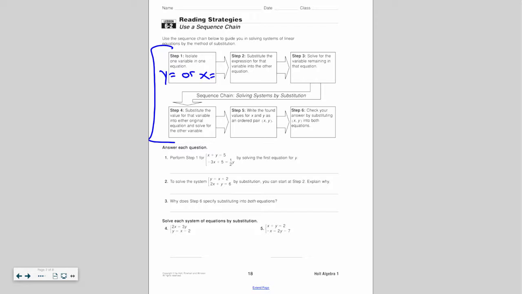Okay, second step is to take that equation and plug it in. Substitute. Substitute means plug in. Okay, so I'm just going to take that and plug it in. I'm going to solve in step 3. So I'm going to get an x equals a number or y equals a number. After I do that, I then take that number and I plug it into either one of the original equations and I solve.